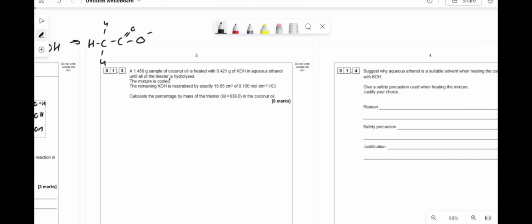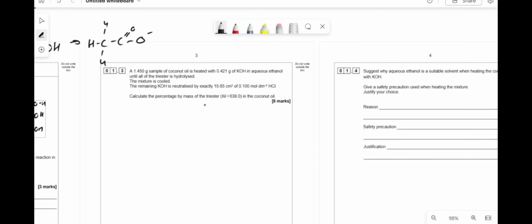A 1.450 gram sample of coconut oil is heated with 0.421 grams of potassium hydroxide and aqueous ethanol until all the triester is hydrolyzed. The mixture is cooled, and the remaining KOH is neutralized by exactly 15.65 centimeters cubed of 0.1 mole per decimeter cubed HCl.